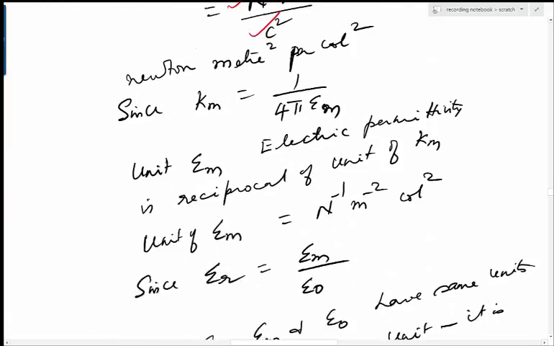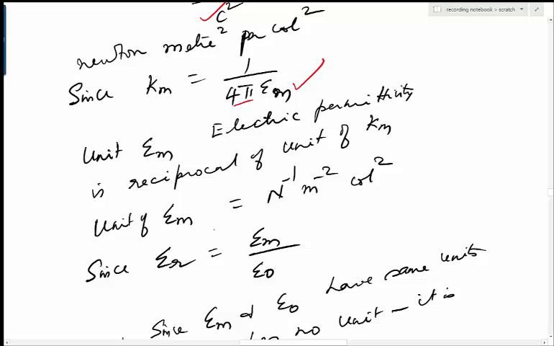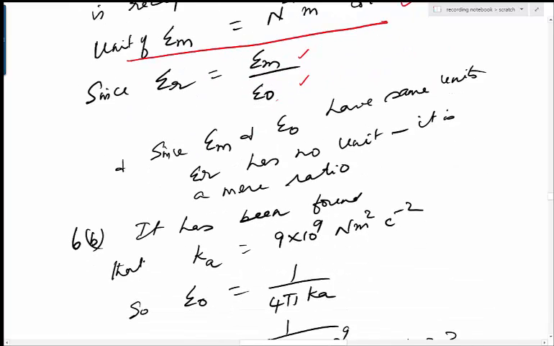Since Km is nothing but 1 by 4 pi epsilon m, and 4 pi has no unit, the unit of epsilon m will be the reciprocal of the unit of Km. Therefore, instead of Newton I will have Newton power minus 1, instead of meter square I will have meter power minus 2, and instead of Coulomb power minus 2, I will have Coulomb square. So the unit of epsilon m will be Newton power minus 1, meter power minus 2 and Coulomb square. Since epsilon r is epsilon m by epsilon naught, both epsilon m and epsilon naught have the same units. So epsilon r is a mere ratio and it has no units.